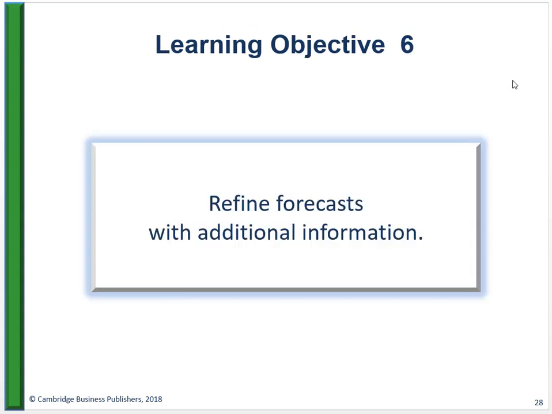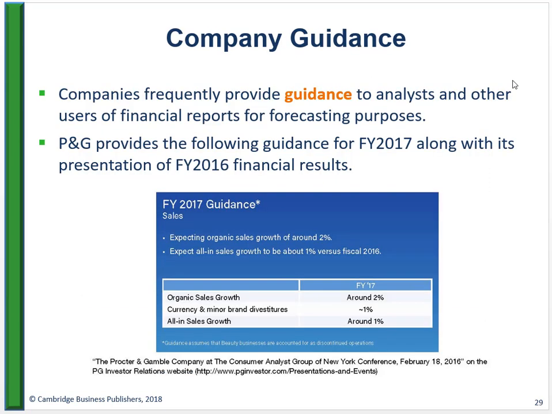In learning objective number 6, let's talk about refining forecasts with additional information. And the first piece of additional information that you need to make sure that you incorporate is company guidance. And look for company guidance from the Investor Relations website.